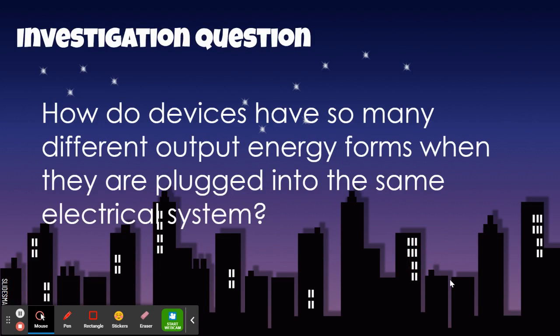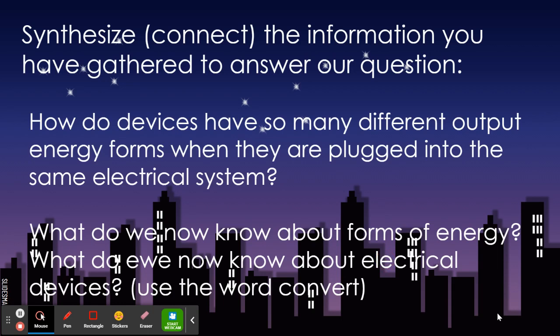Here's how I'm going to help you do that. Remember, the question you're trying to solve is how do devices have so many different output energy forms when they're plugged into the same electrical system? You need to find examples in the reference book. You're going to then synthesize those ideas that you've written down to answer the question. I know you hear me say this over and over again, but that is what you're trying to answer.